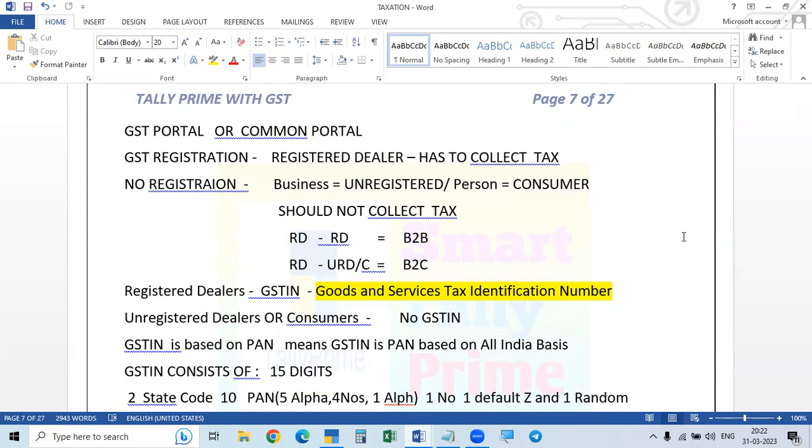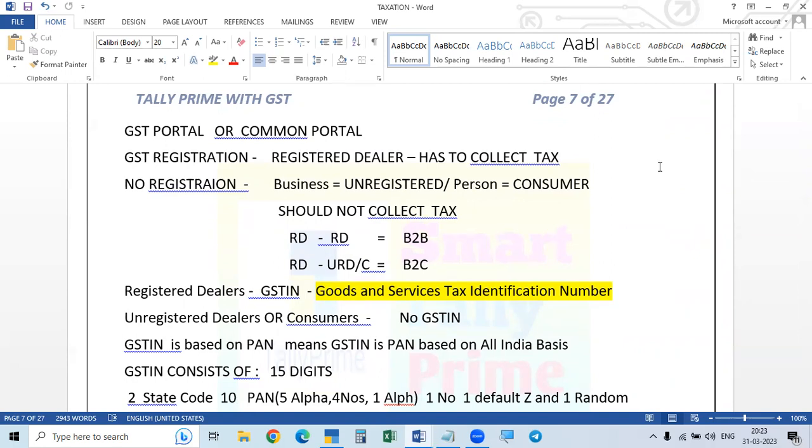Registered dealers: regular dealers and composition dealers. Because they are registered, they get the registration number, that is the GST number. That's why they are called registered dealers. The second type is those who are not registered. They need not get registration, so they are called unregistered dealers.